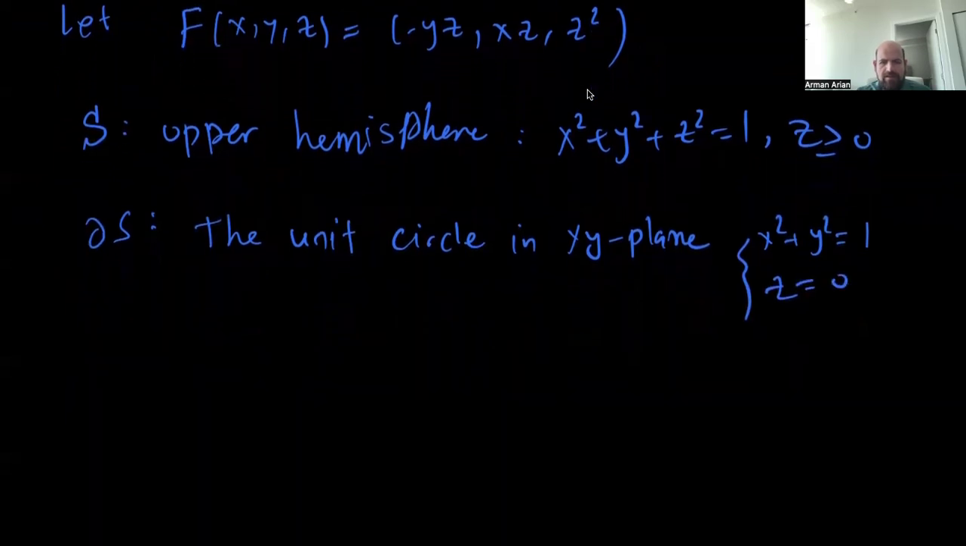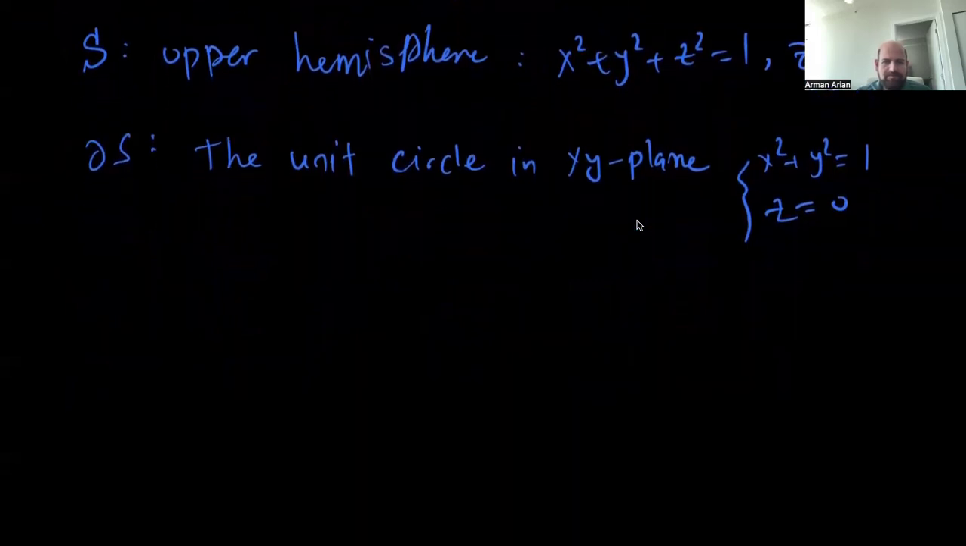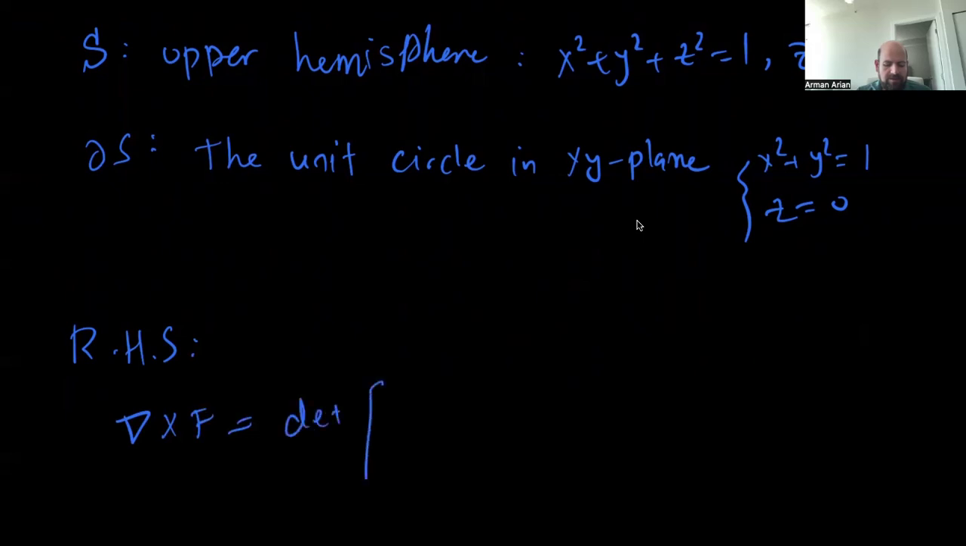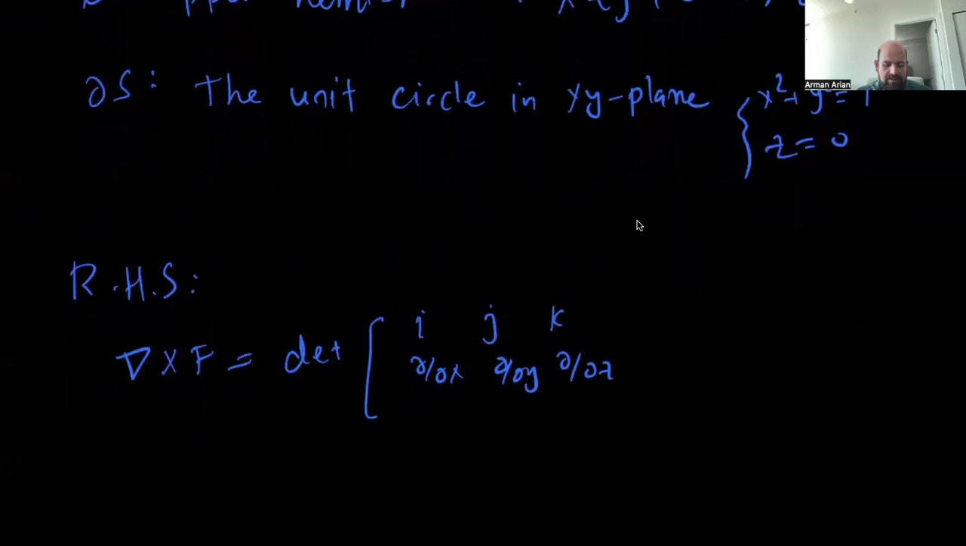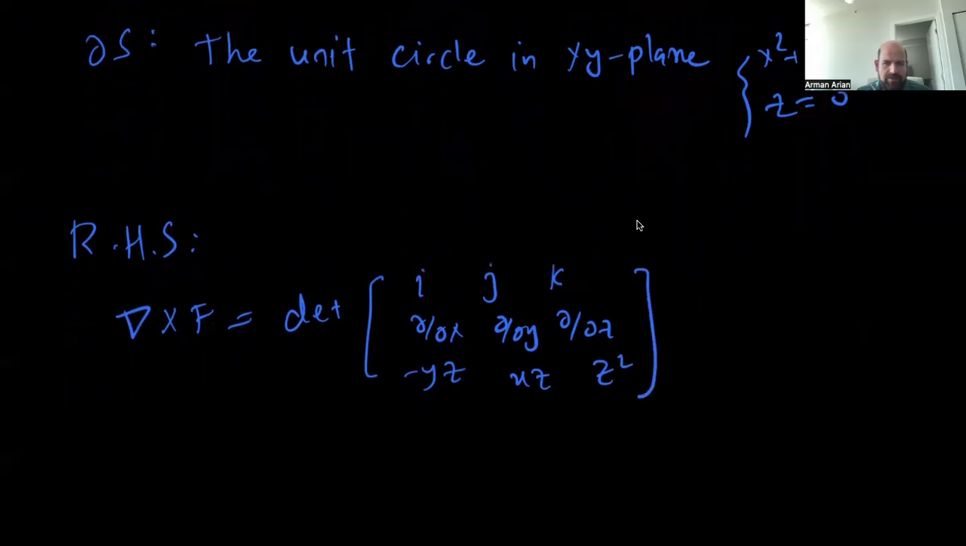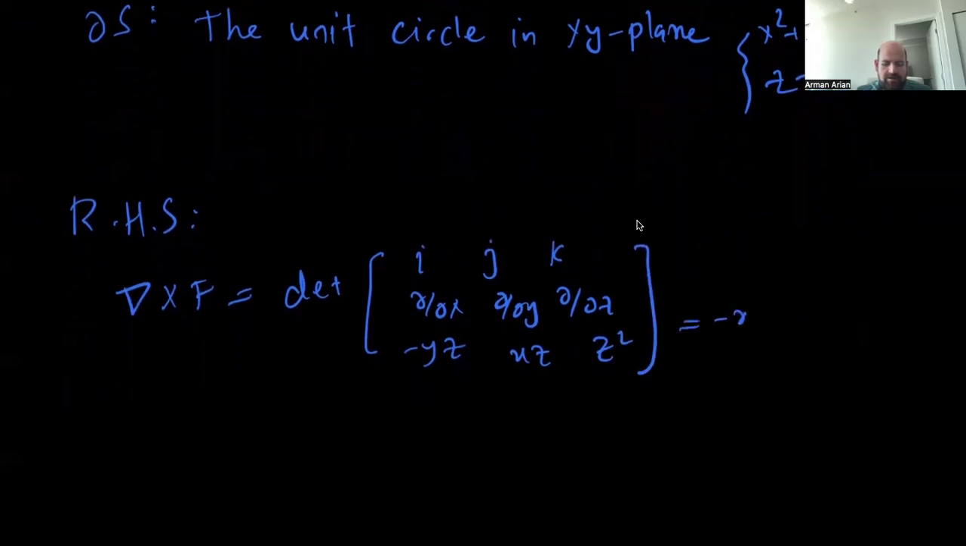So let's calculate again the left-hand side and right-hand side here. This time let's start with the right-hand side. For the right-hand side, we need curl of f. So this is the determinant of i, j, k, d/dx, d/dy, d/dz, minus yz, xz, and z squared. So this becomes minus x i minus y j plus 2z k. Calculate. The answer will look like this.